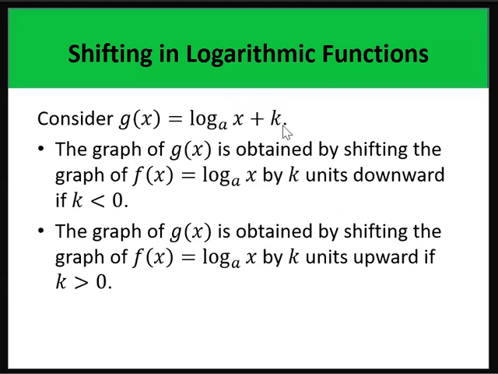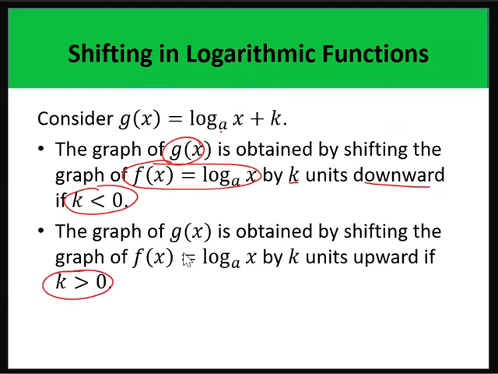Now, for the vertical shift, if we consider g of x equals logarithm of x to the base a, and then plus k outside, the graph of g of x is obtained by shifting the graph of the basic logarithmic function by k units downward if k is negative. And if k is positive, the graph of the basic logarithmic function will be shifted by k units upward.